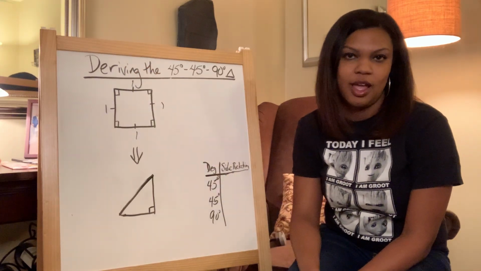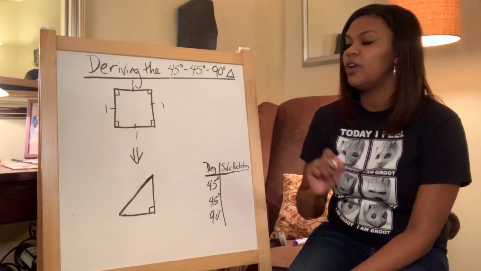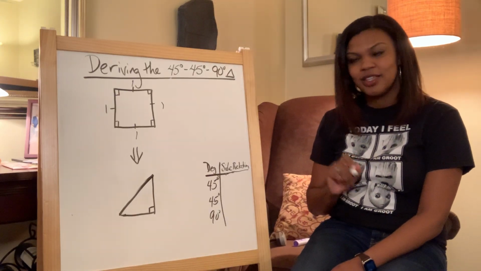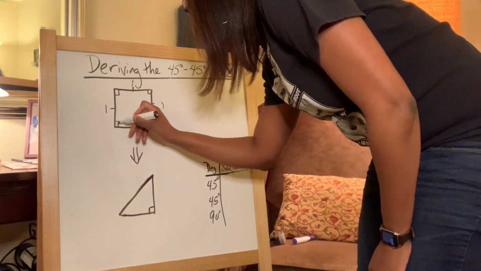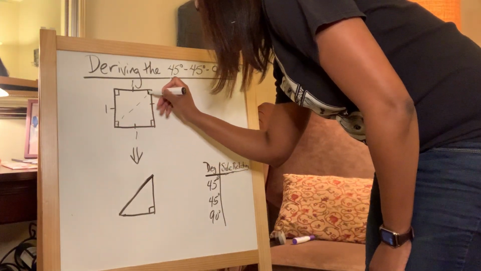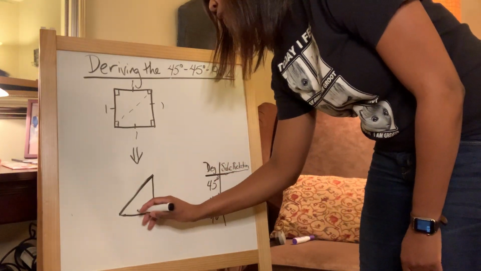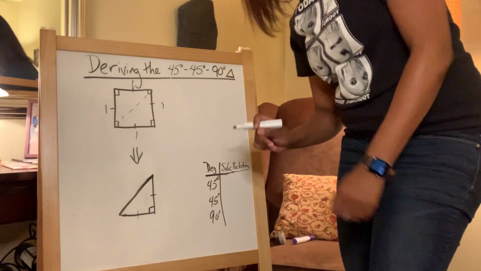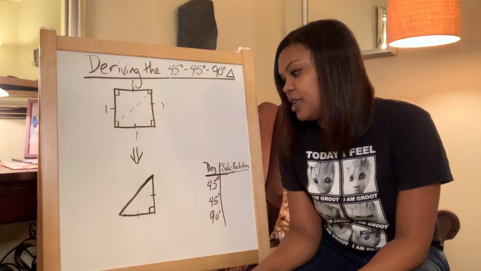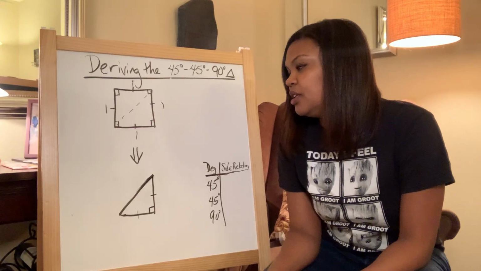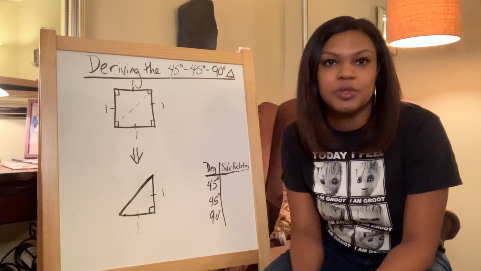I'm just using 1 as an example. You can pick any number. So now what I'm going to do is I'm going to bisect this square. And when I do that, I get the one that's below. Now notice how these two sides are still the same length. So if this is 1, then this will also still be 1.